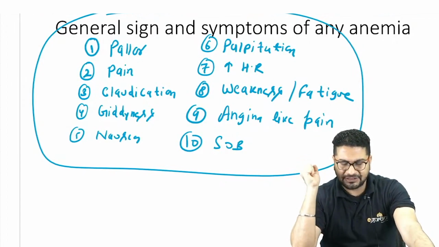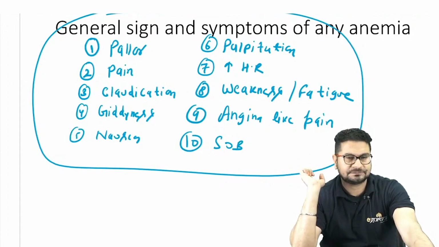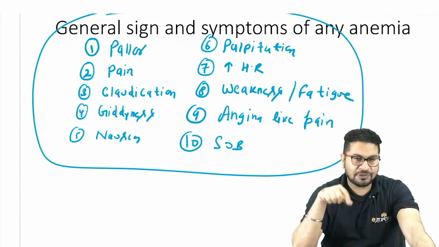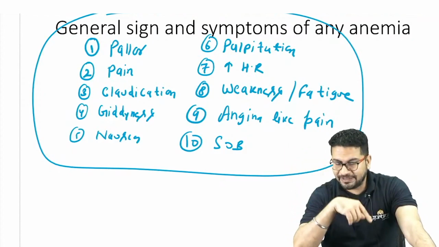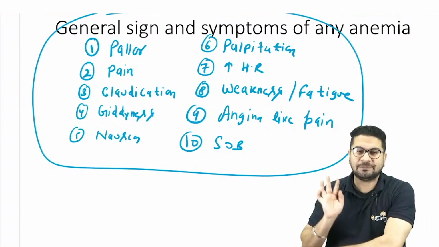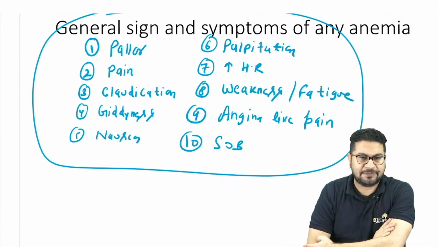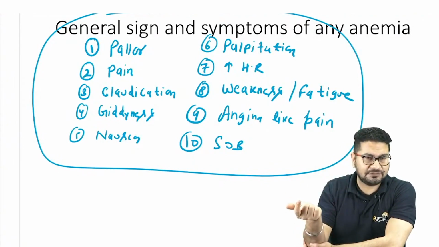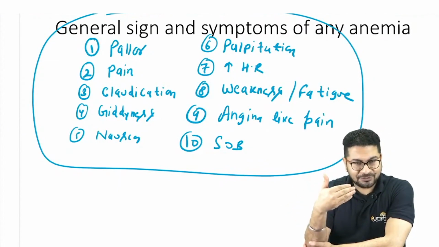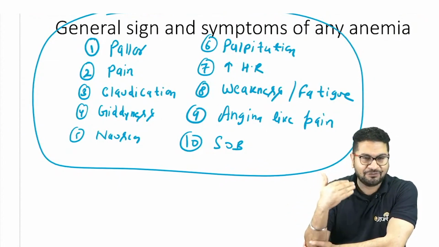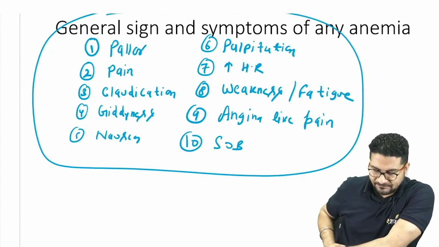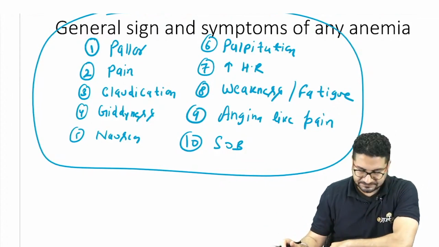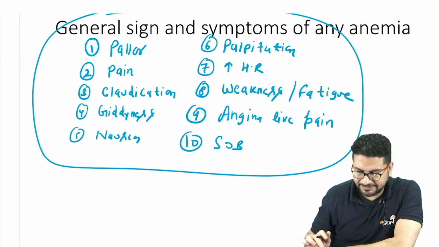Pallor, pain, claudication, giddiness, nausea, palpitation. These are general signs and symptoms. If you add something more to this, then it will become specific. By looking at these symptoms, you cannot say which type of anemia. Clear? Pallor, pain, claudication, nausea can be in B12 deficiency. It can also be in iron deficiency. For that, you need to listen to me the whole day, how we can approach a patient, that is important. So these are non-specific or general symptoms of any anemia.